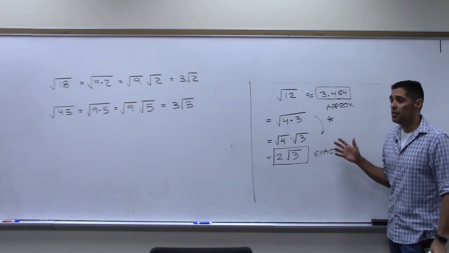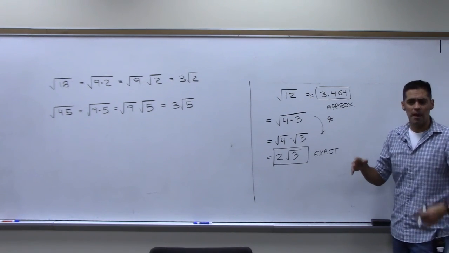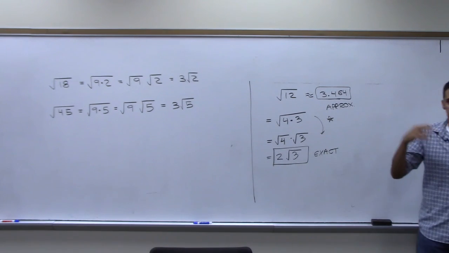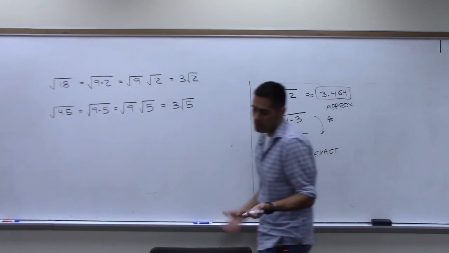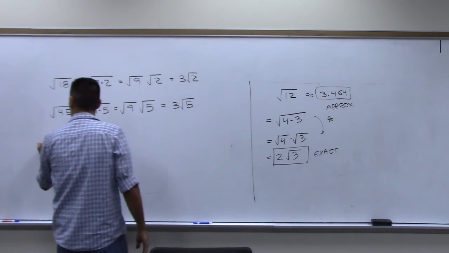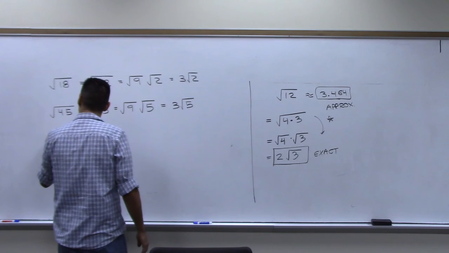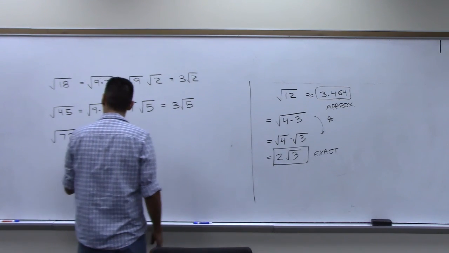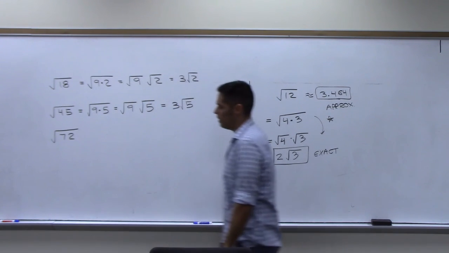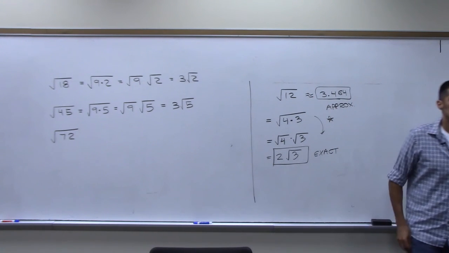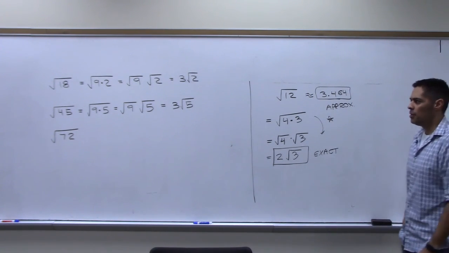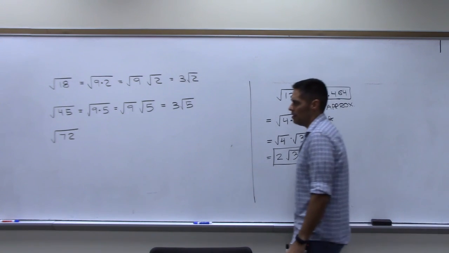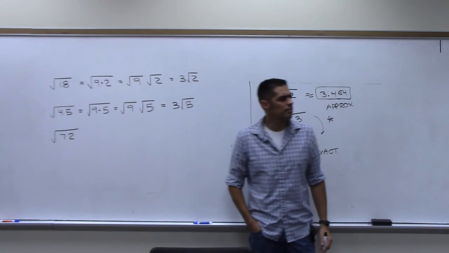So the numbers I've given you so far, 12, 18, 45, most of those you can do in your head, just 9 times 5, 2 times 9, 3 times 4. Let's try one that's a little harder. Root 72. That might be harder, may not, depends on you. So what's the first thing that comes to mind when you see that? 9 and 8.